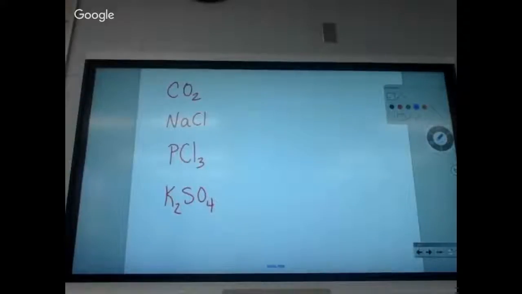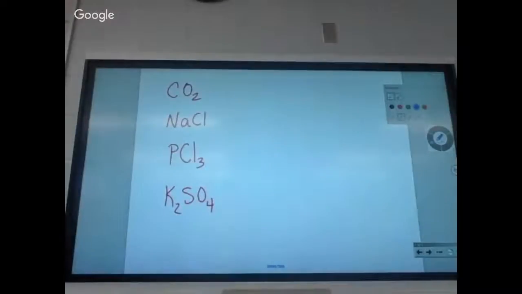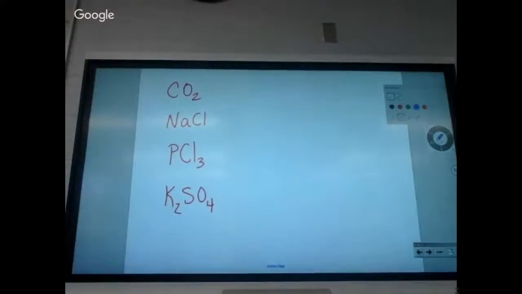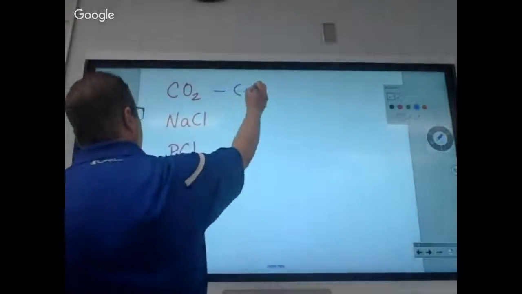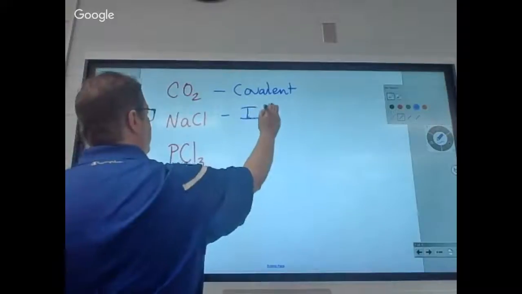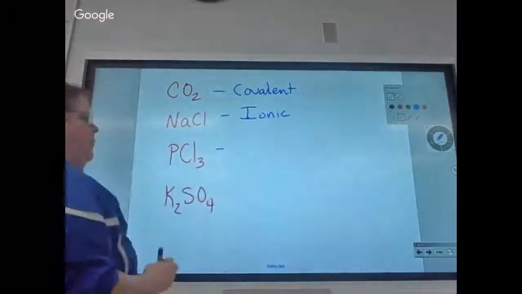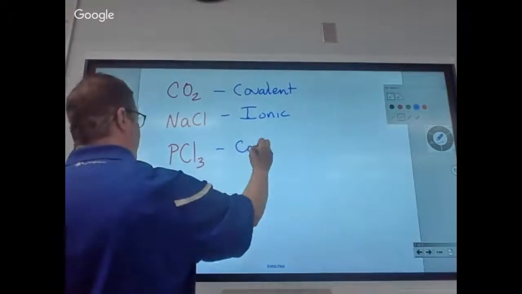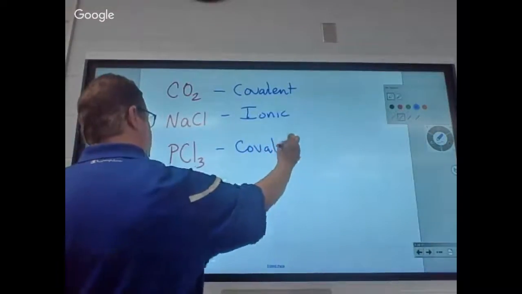All right. What can you tell me about CO2? It's covalent. If you look up here on the periodic table, for any of you who couldn't find them, C and O are both over here on the right. So that's covalent. What can you tell me about NaCl? It's ionic. One's on the far left, one's on the far right. What can you tell me about PCl? It's covalent. And what can you tell me about K2SO4?